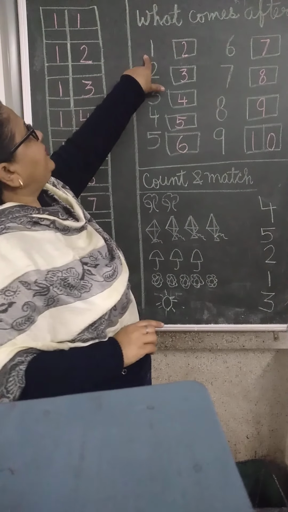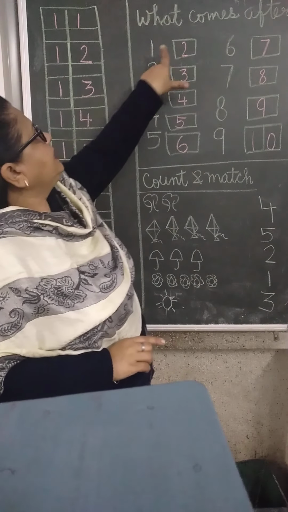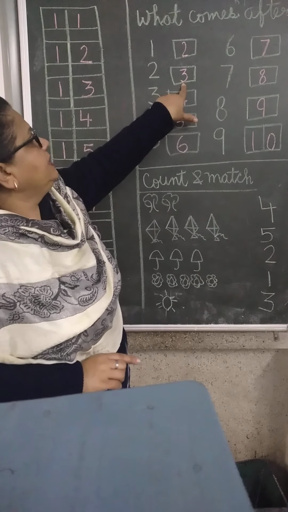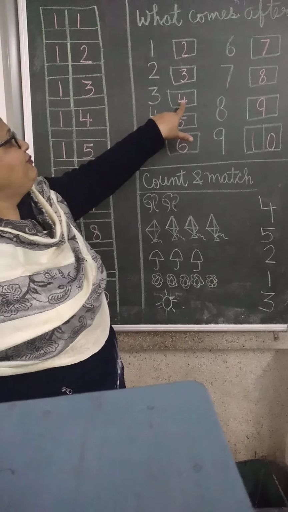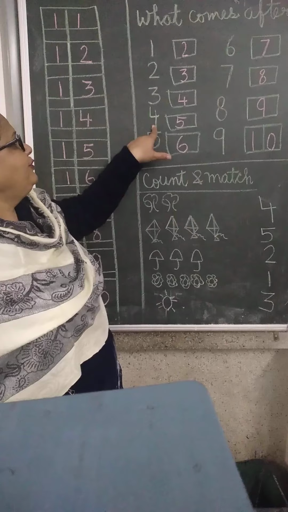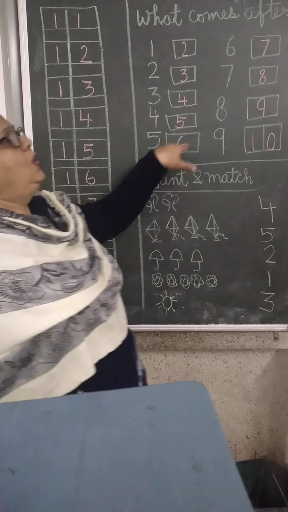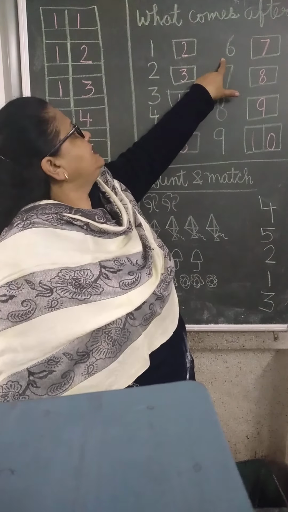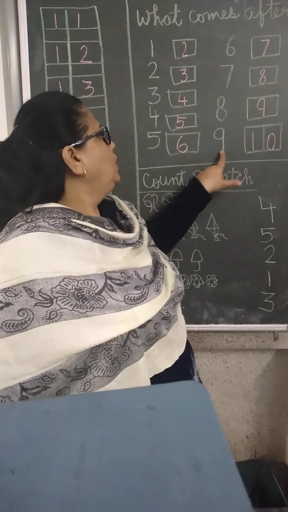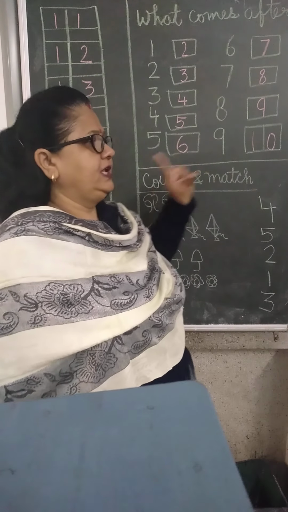What comes after 1? 2. What comes after 2? 3. What comes after 3? 4. What comes after 4? 5. What comes after 5? 6. What comes after 6? 7. What comes after 7? 8. What comes after 8? 9. What comes after 9? Is 10.